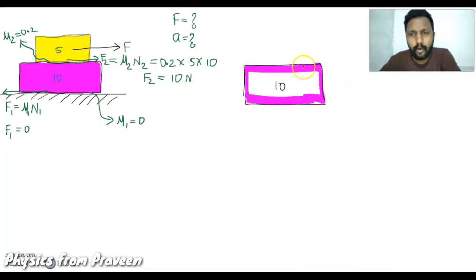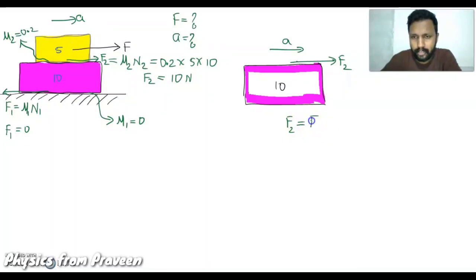The force acting over the 10 kilogram block is what? It is F2. F2 is the only force acting over the 10 kilogram block. And this system is accelerating with a common acceleration, which means the 10 kilogram is also accelerating in this direction. F2 is the only force acting over the 10 kilogram block and it is moving with an acceleration a. Therefore, we could write F2 is the total force and that total force should be equal to mass into acceleration.